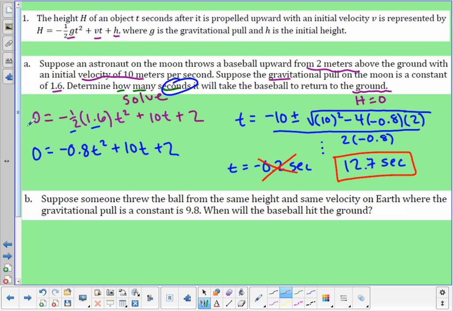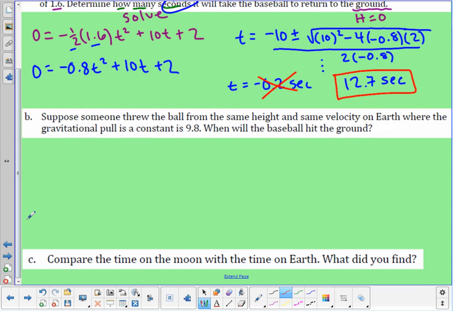Now obviously that sounds like a long time for a baseball to take to hit the ground, but we're up on the moon, so gravity is a little different. Now let's look at part B. Someone threw the ball from the same initial height, that's the 2, same velocity, that's the 10, where the gravitational pull is now 9.8. So we're back on Earth. Now my gravity is 9.8 instead of the 1.6. When will the baseball hit the ground?